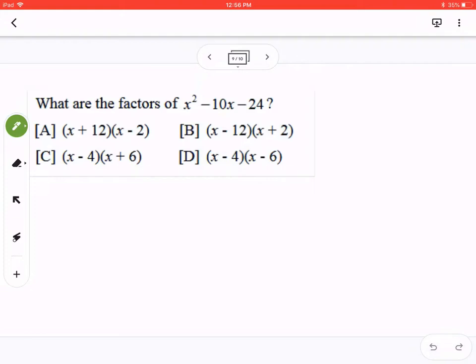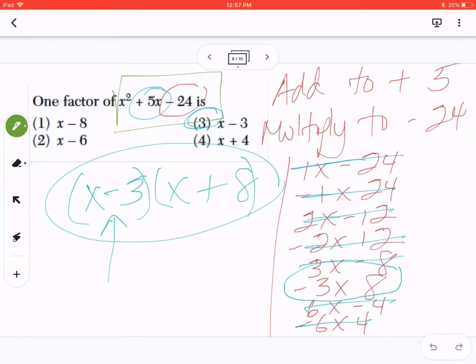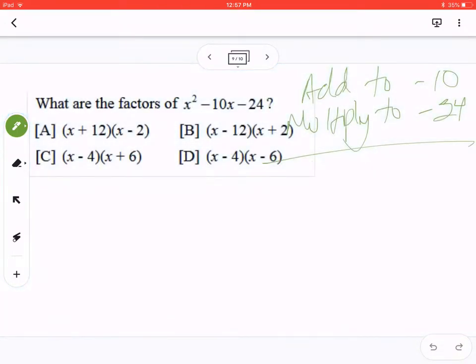In this question, we're asked to find the factors of x squared minus 10x minus 24. In this case, we want our two integers to add to be a negative 10, and also multiply to negative 24. First step is to figure out all the different ways of having a product of negative 24. And we already looked at them, so I'm going to redo that for you.